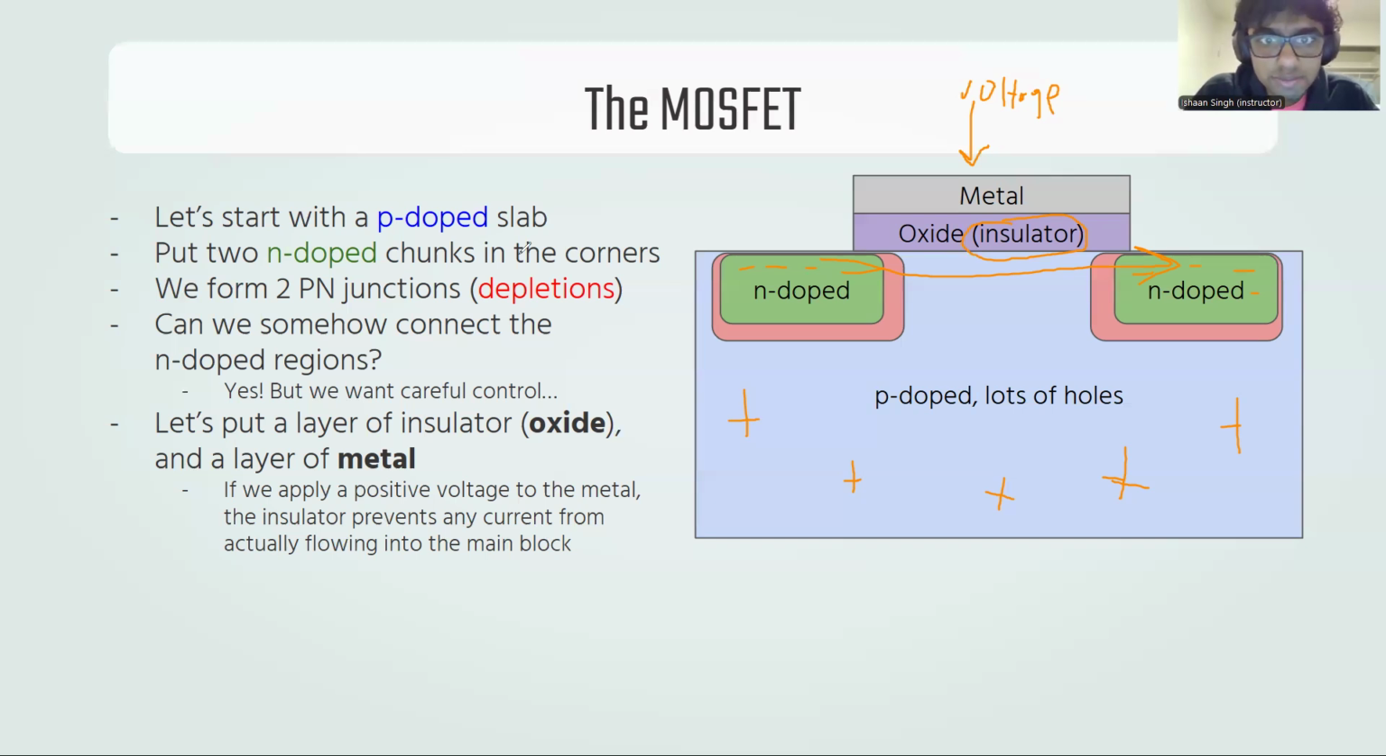Yeah, Chris? Why are we even applying voltage to the metal? Good question. As we'll see shortly, that's the gate, and it basically allows us to control how much current flows. But we'll get to that.